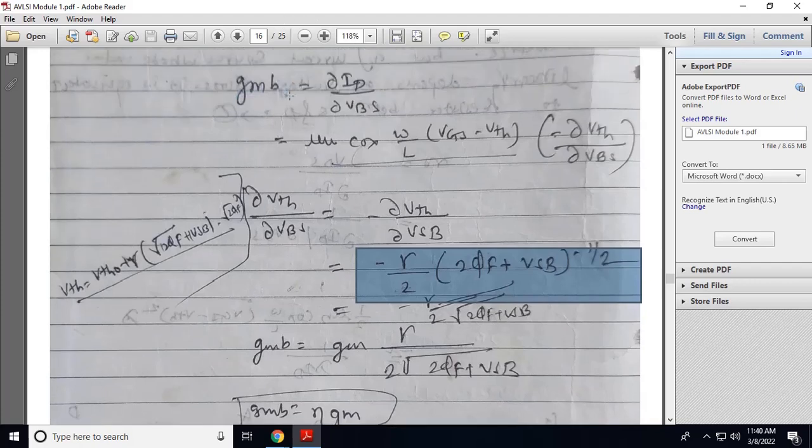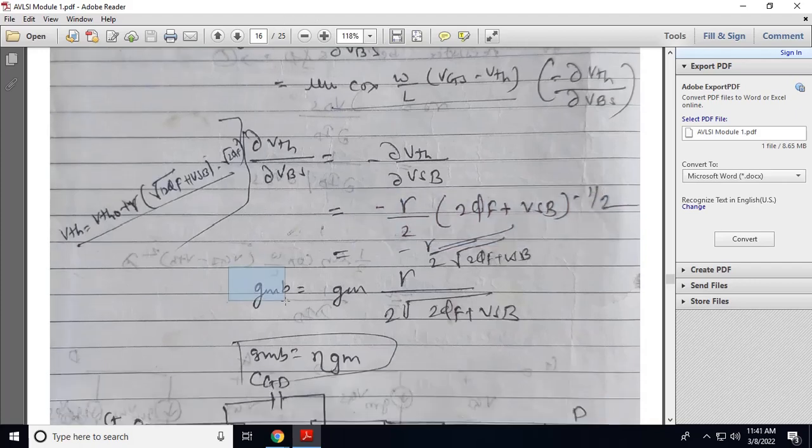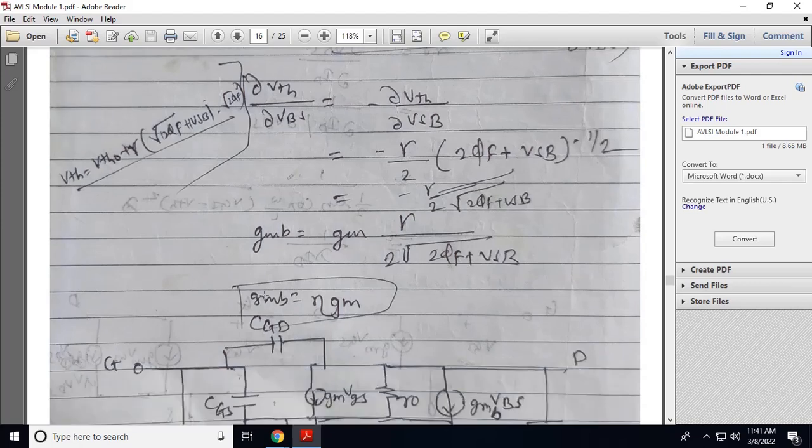So GMB is equal to transconductance times alpha divided by 2 square root of (2 phi f plus VSB). So this is the eta. So GMB is equal to eta into GM.